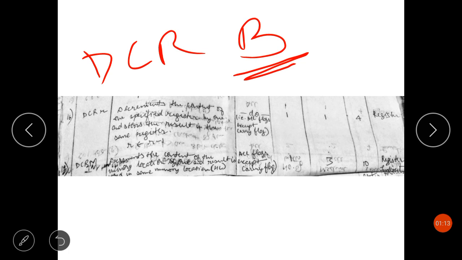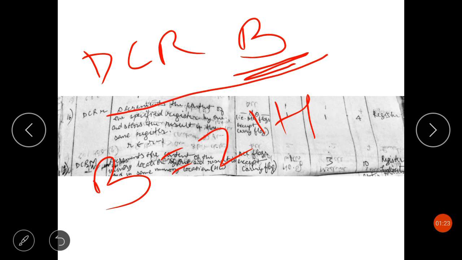in the same register. Let us take an example. Let the content of B be 21H. After execution of this instruction DCR B, what will be the content of B? It will be 20H. The content of B is decremented by 1 and the same gets stored in the same register.